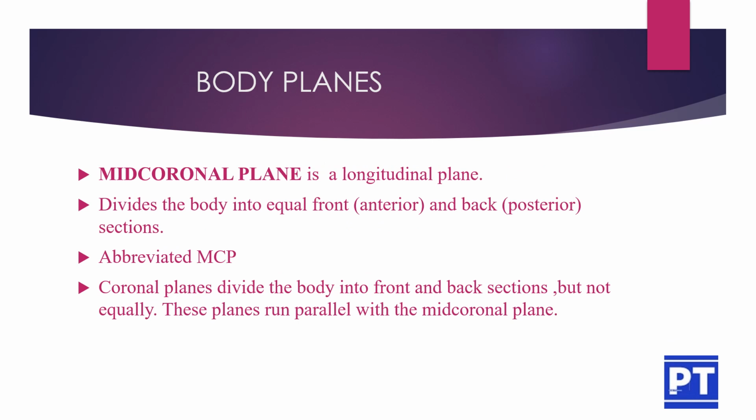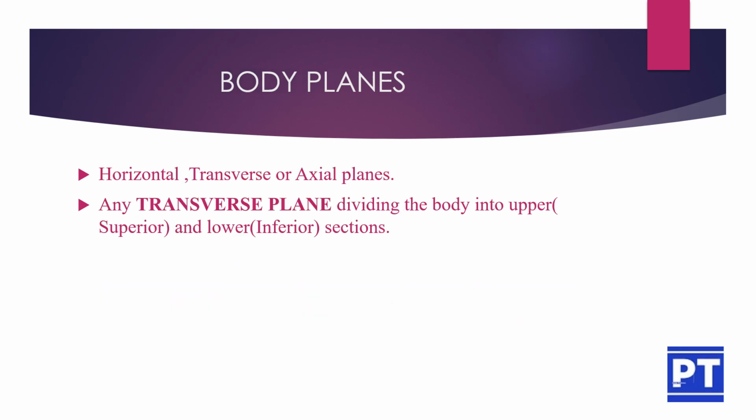Mid-coronal plane is a longitudinal plane which divides the body into equal front, anterior, and back, posterior sections, abbreviated as MCP. A coronal plane divides the body into front and back sections but not equally. These planes run parallel with the mid-coronal plane. And the last plane is a transverse plane which divides the body into upper, superior, and lower, inferior sections. So these are the three planes.